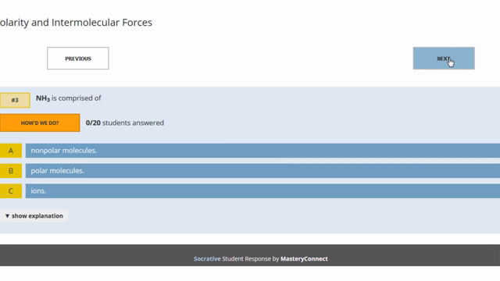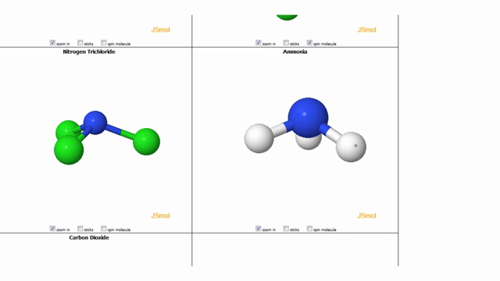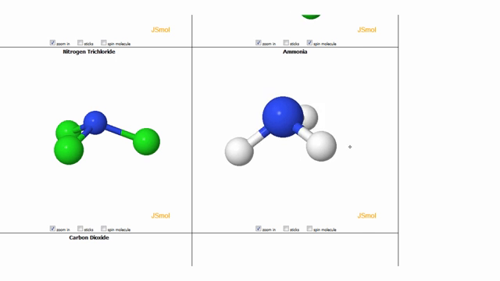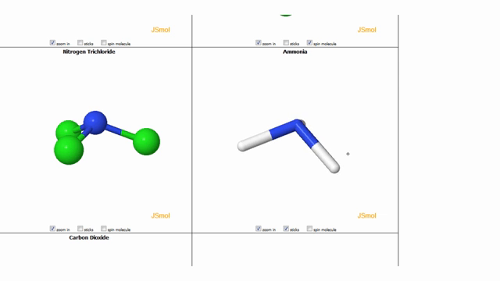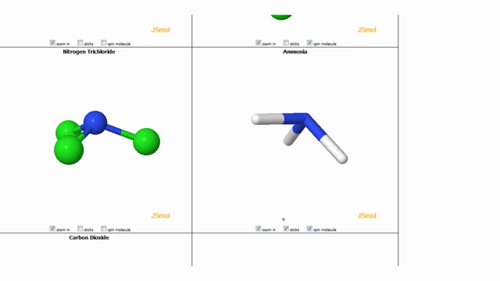So next up, is NH3 comprised of nonpolar molecules, polar molecules, or ions? Now for this one, it would be helpful to know its three-dimensional structure. Here's the three-dimensional structure for ammonia. I'll show you here what it looks like with the sticks. See, nitrogen kind of sits above the rest of them. Okay, talk it over with your neighbor if you need to.